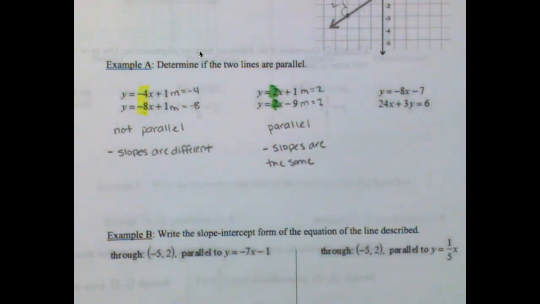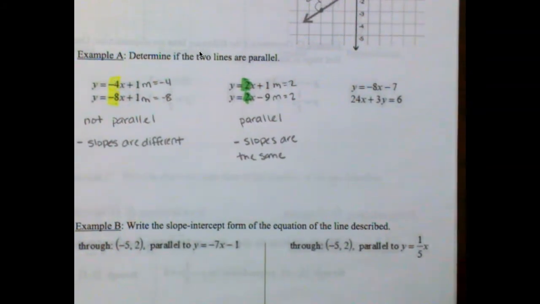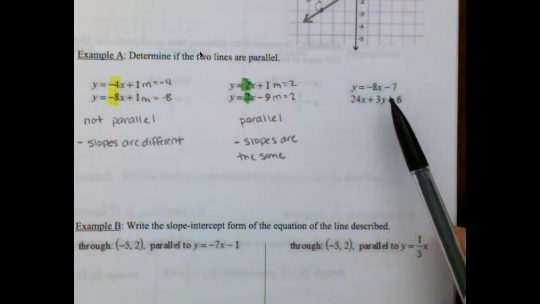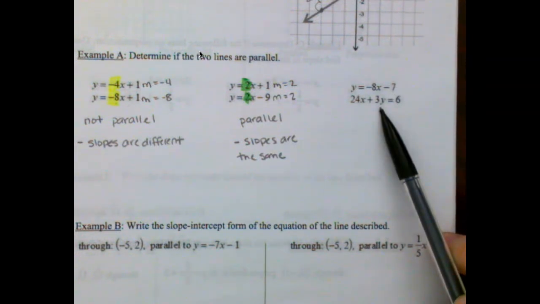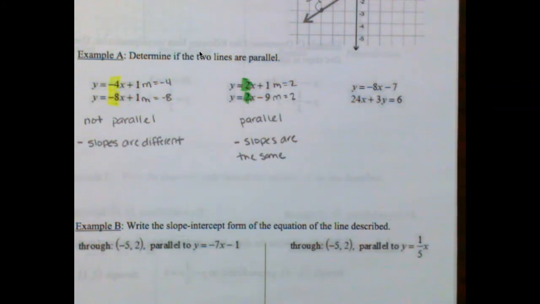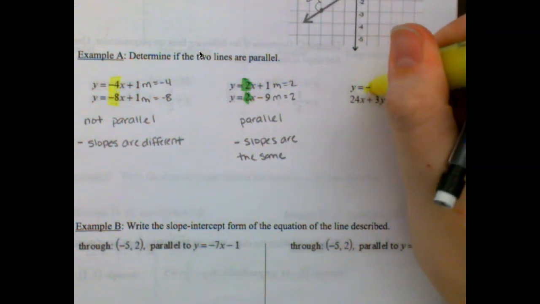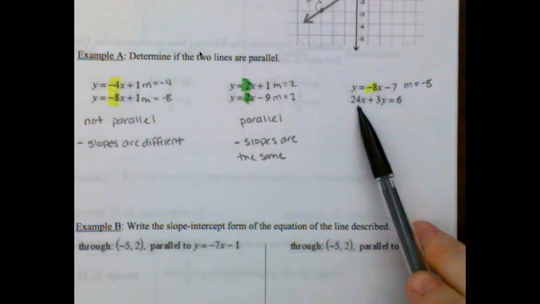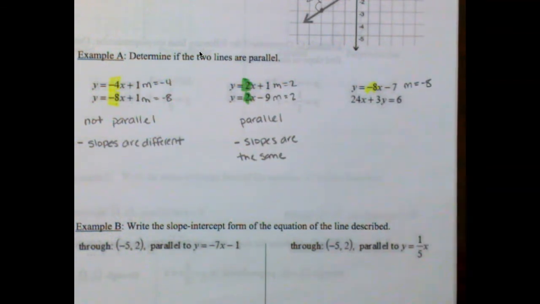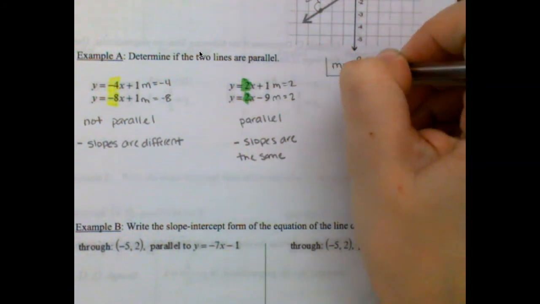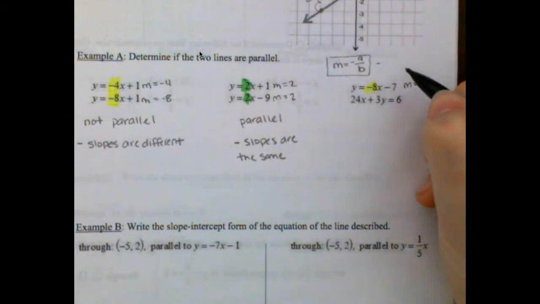Okay. Now, what if we have a line, like this first one in this last example is y equals mx plus b, but this second equation is in standard form, ax plus by equals c. I know from my learning in this unit that this first line, m is negative 8, because that's y equals mx plus b. But how can I get slope in standard form? If we remember, slope in standard form is this little formula right here, m equals negative a over b.